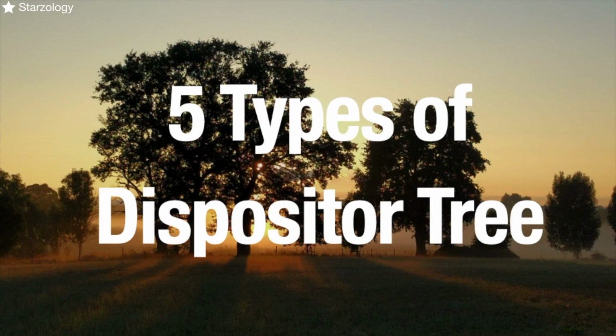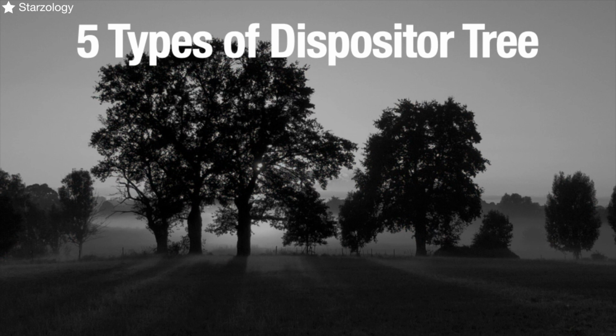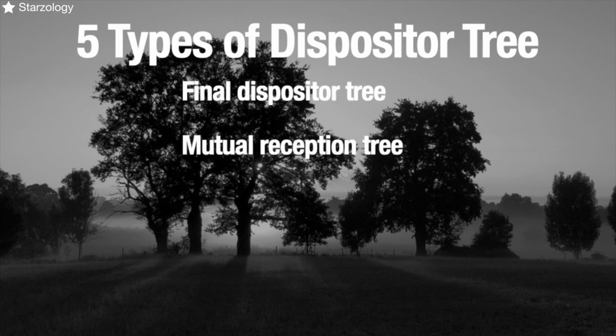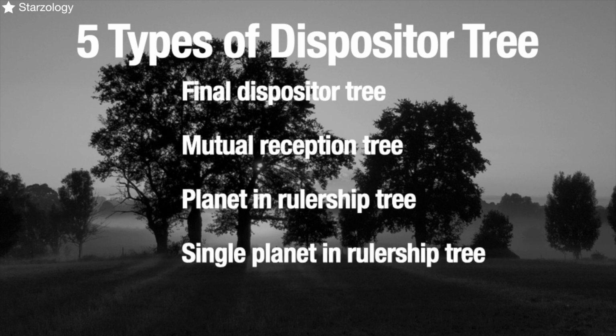So let's have a look at the 5 types of Dispositor tree. So there are 5 distinct types of tree, and there are only 5 trees that you get. So the first is your final Dispositor tree. There is then a mutual reception tree, planet in rulership tree, single planet in rulership tree, and a committee tree. We're going to look at all of them now.